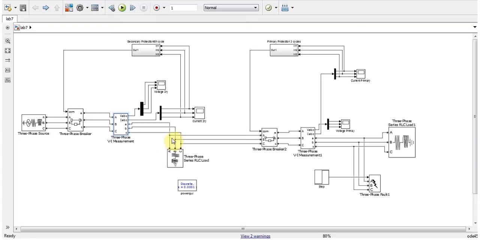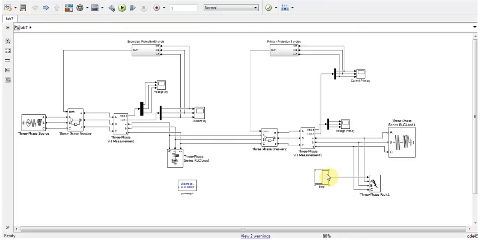Then wires are taken to the second circuit breaker, and then we have measurements, and according to these measurements the relay gets input from the current, because it is a current relay, maybe DTOC. And then we have a load, and here is our fault.